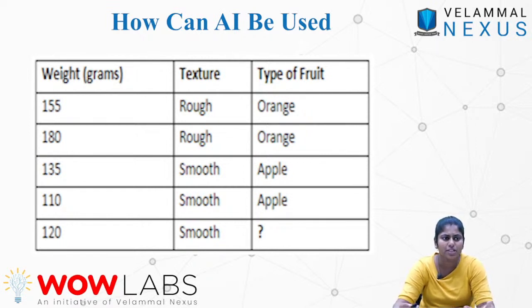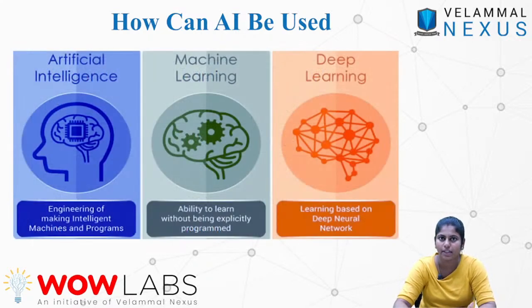After the algorithm is fed with the training data, it will learn the differentiating characteristics between an orange and an apple. Therefore, when provided with the data of weight and texture, it can predict accurately the type of fruit with those characteristics. Can you understand machine learning and what the algorithm does? Yeah. So let's jump into what is deep learning.